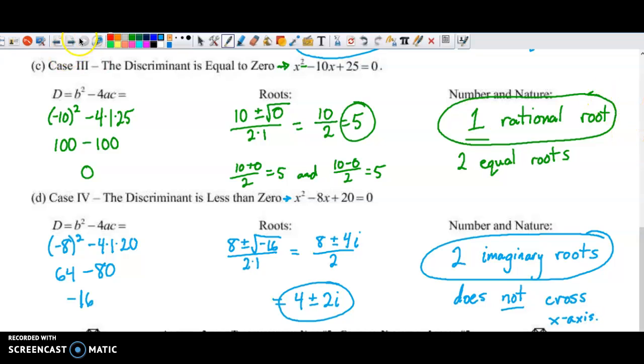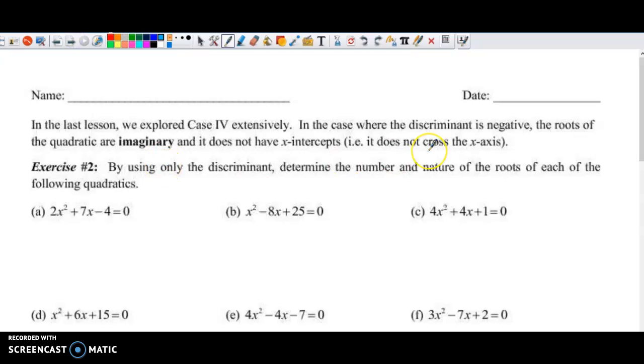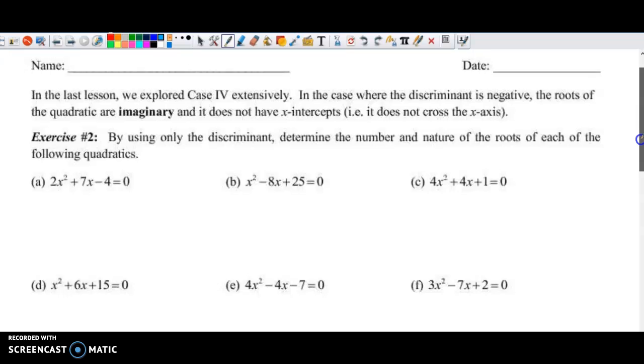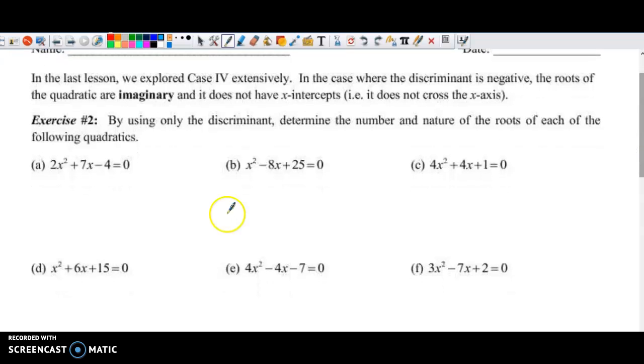So as we move into the next exercise, we can basically break it down to all of those situations. All we need is the discriminant. Just a reminder, it's b squared minus 4ac. And compare it to 0. It's either going to be positive, negative, or 0. And then we also have perfect square numbers.